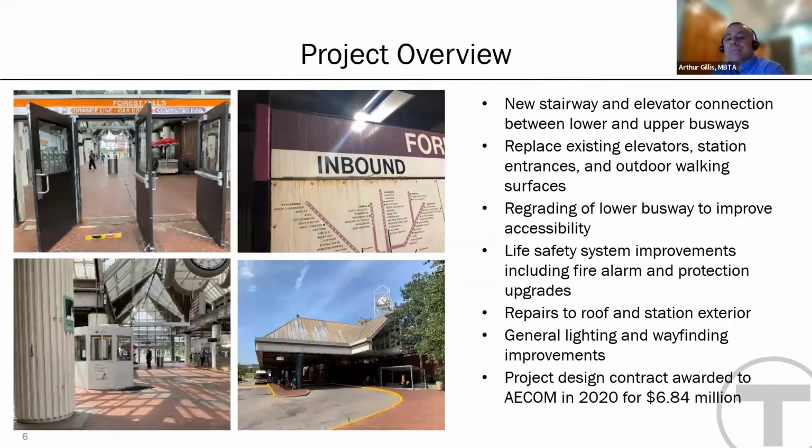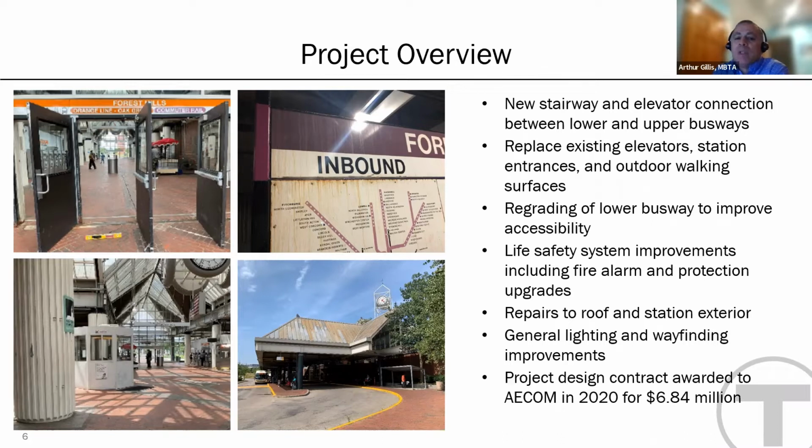So what's our plan? This slide will focus on the project overview. On the left, you can see additional pictures of the station's current conditions: aging entrance doors and brick paving that's heaved, aged wayfinding signage. The interior ceiling and skylights appear old and rusty. The information kiosk is not up to ADA standards. This project has a design contract. It's been awarded to AECOM for $6.84 million.